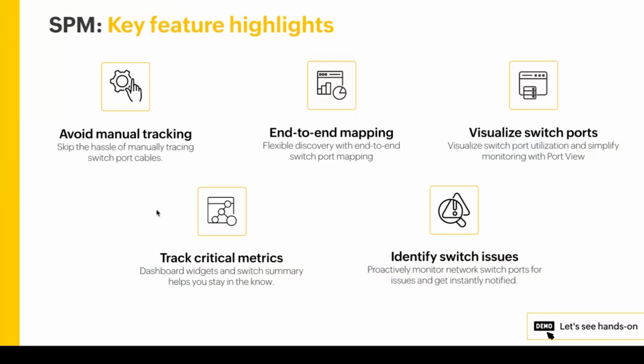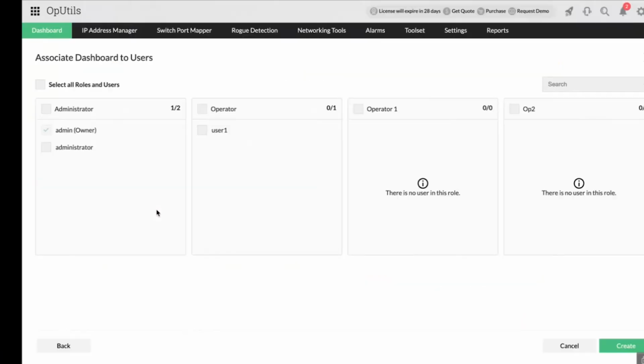And this module identifies switch issues such as port flapping and looping by proactively monitoring your switch ports and sending you alerts through emails or syslog when something goes wrong in your network. So now let's go back to the demo and see how this feature works inside OpUtils.